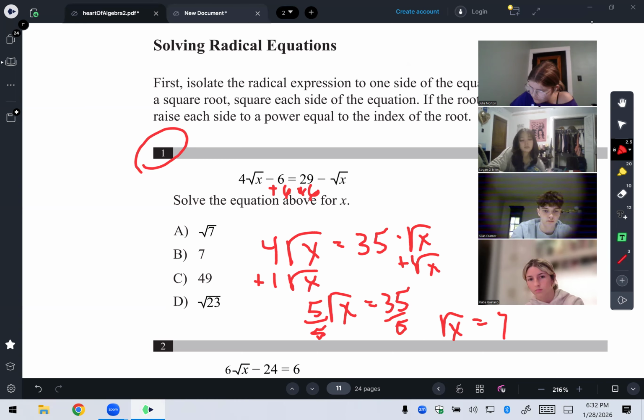How do I get the square root out? I square both sides. So x is going to equal 49.